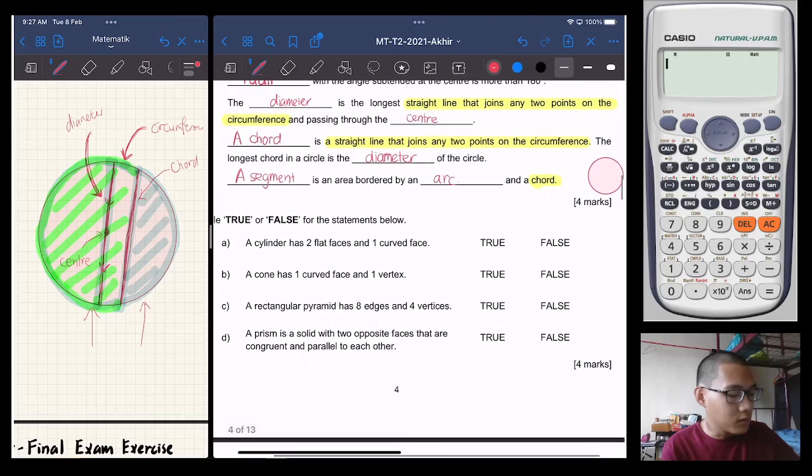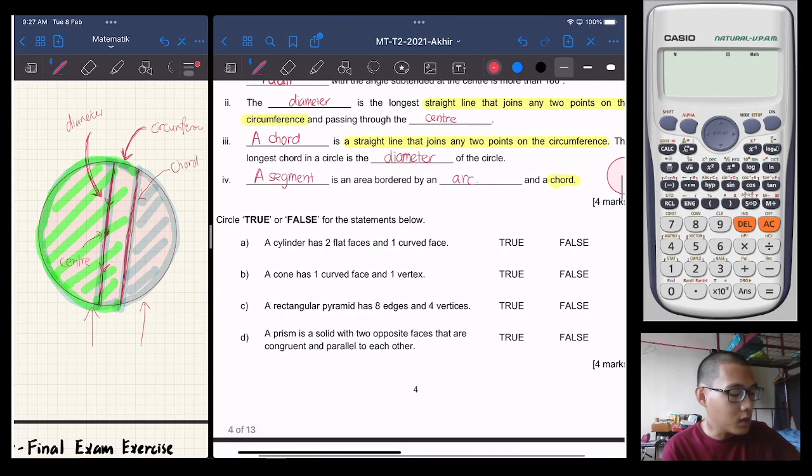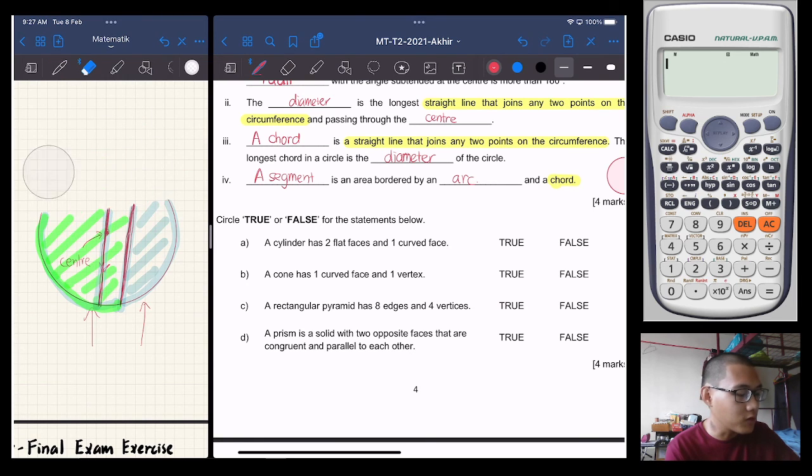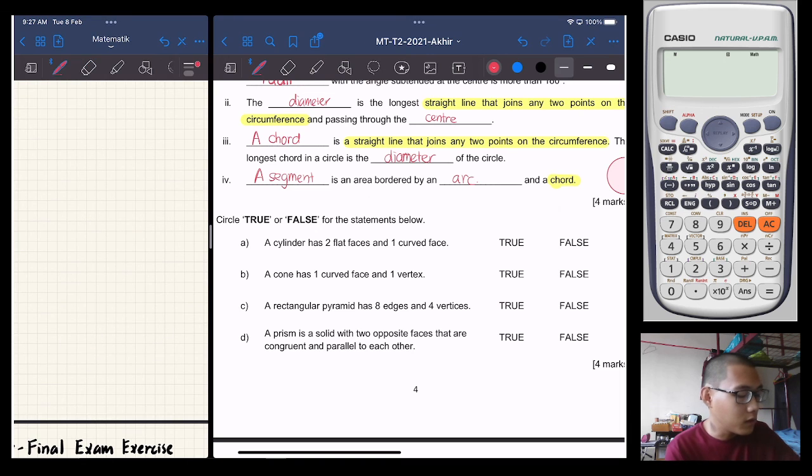Okay, so now we continue with question 3. Circle true or false for the statement below. In this session, they always like to ask this question, true or false, a statement for you. So you need to identify which statements are true and which statements are false. Now let's see this question.